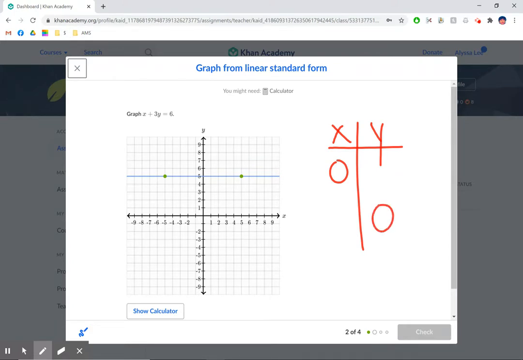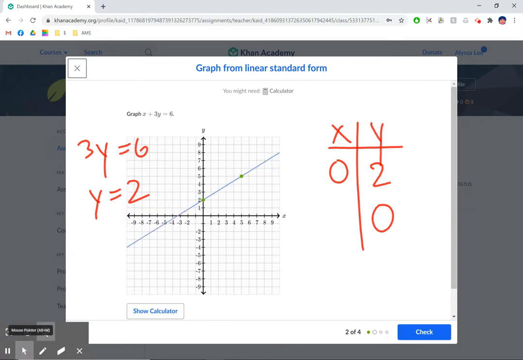If x is 0, go back to your equation. That would be 0. You're left with 3y is equal to 6. Solve that out. Your y-intercept must be 2. It has to be. Okay, I'm going to move a 0, comma 2 there. That point is set. I need to figure out where this goes.